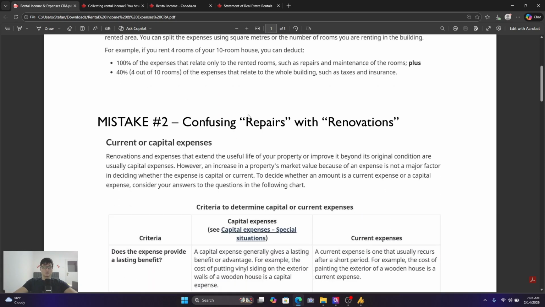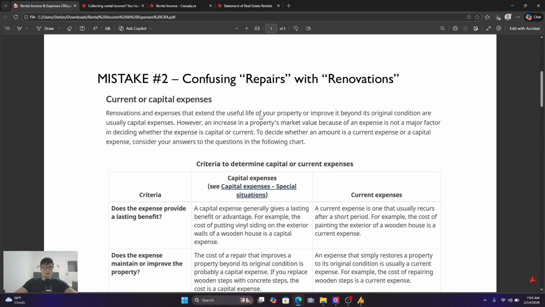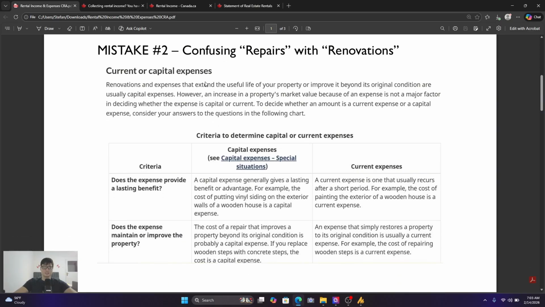So mistake number 2 is confusing repairs with renovations, okay? So the thing here is not knowing whether it is capital in nature or a current expense. Okay, so if it is a current expense or a repair and maintenance, you can deduct 100% of it right away. If it's capital in nature, you have to take depreciation on it. So renovations are expenses that extend the useful life of your property or improve it beyond its original condition and are usually capital expenses. So it has to improve it beyond its original condition.